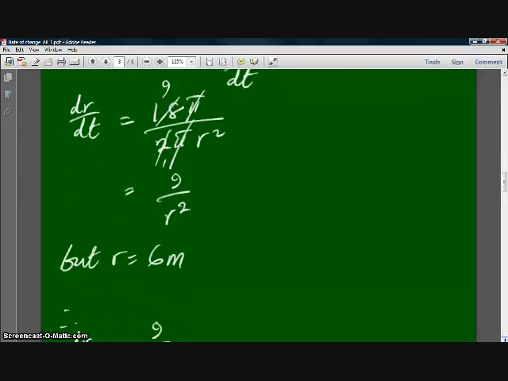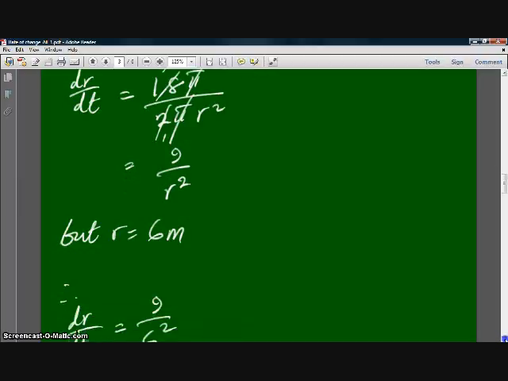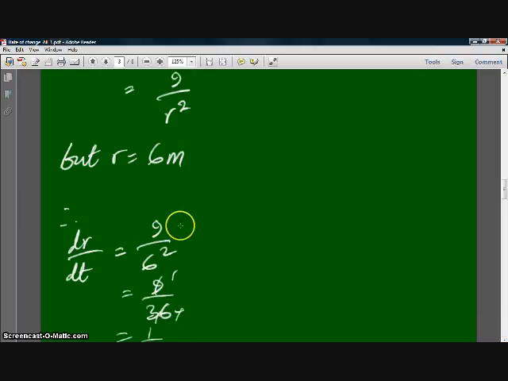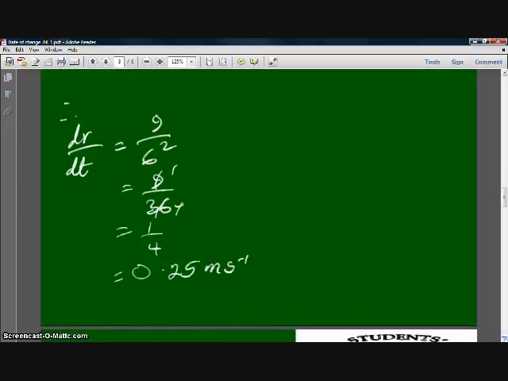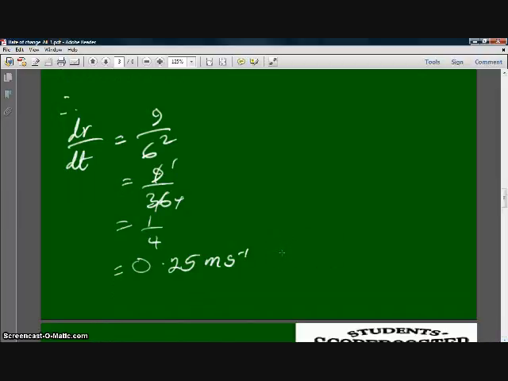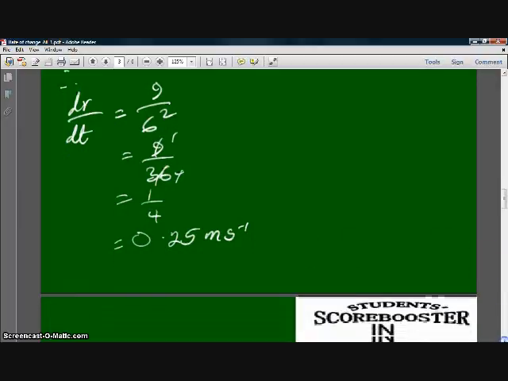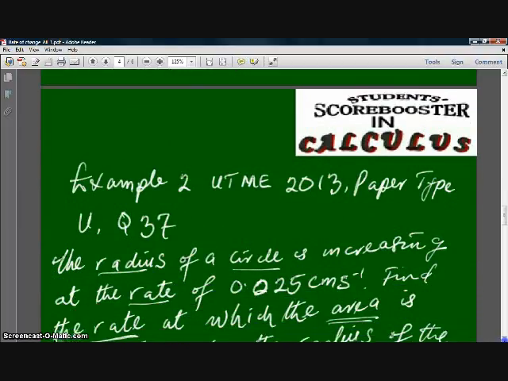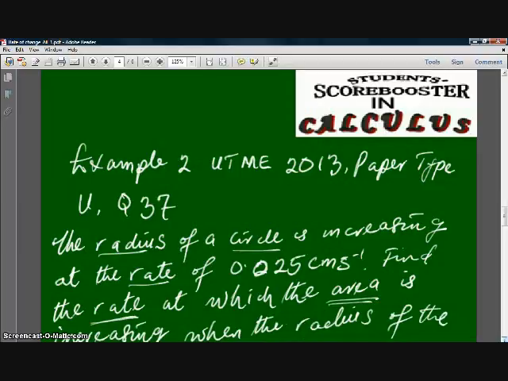But already in the question we've been given that r equals 6, so we can substitute straight ahead for r. So dr/dt is going to be 9 over 6², and you're going to have 9 over 36, okay, and that will be 1/4, which is 0.25 meter per second. So this is all about example 1. It's a bit long, but it's interesting. If you know it, it won't be as lengthy as this.